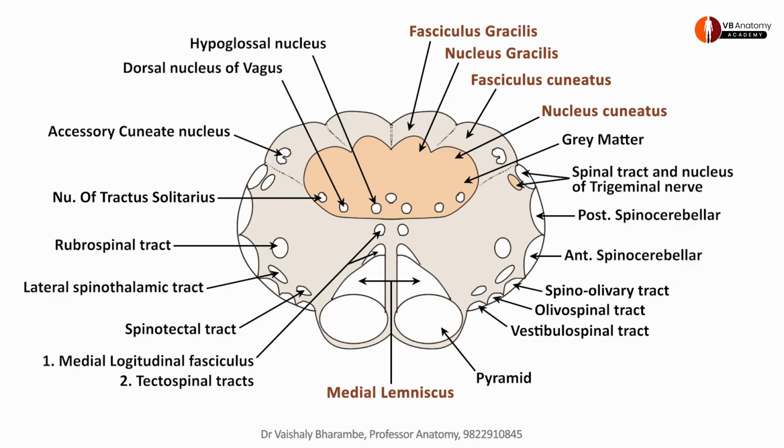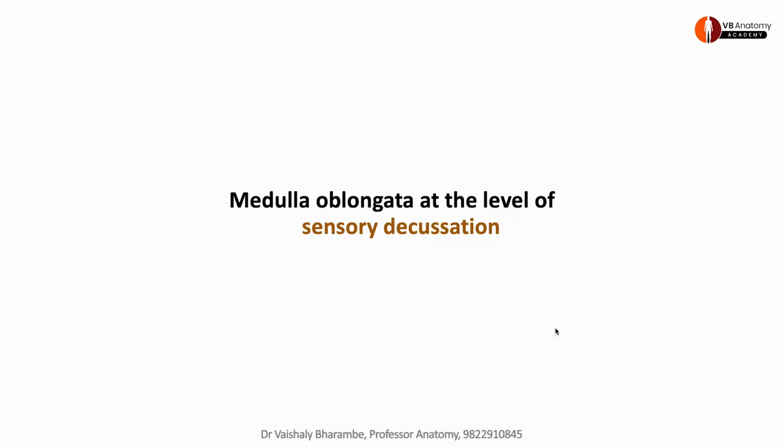The grey matter, the white matter, the tracts, the spinothalamic, the rubrospinal, the pyramidal, medial lemniscus, tectospinal, the medial longitudinal fasciculus, hypoglossal nerve nucleus, dorsal nucleus of vagus, nucleus of tractus solitarius, the accessory cuneate nucleus. Okay, so there you have a beautiful section at the level of sensory decussation, but we are not seeing the sensory decussation. We need to show that. Okay, so let's label this once and I'll show you how to show sensory decussation.